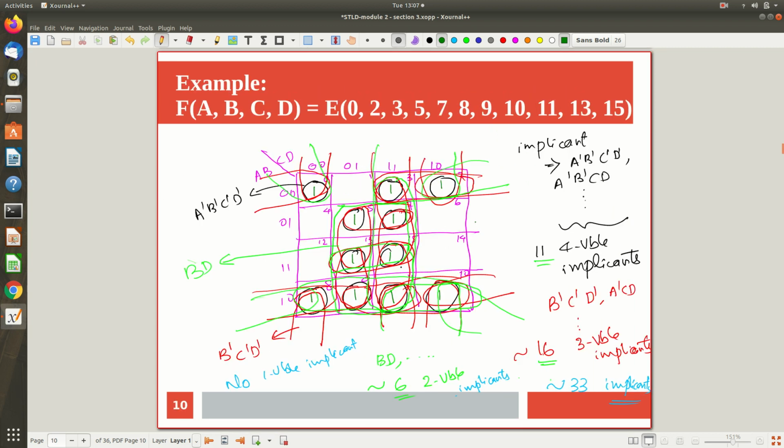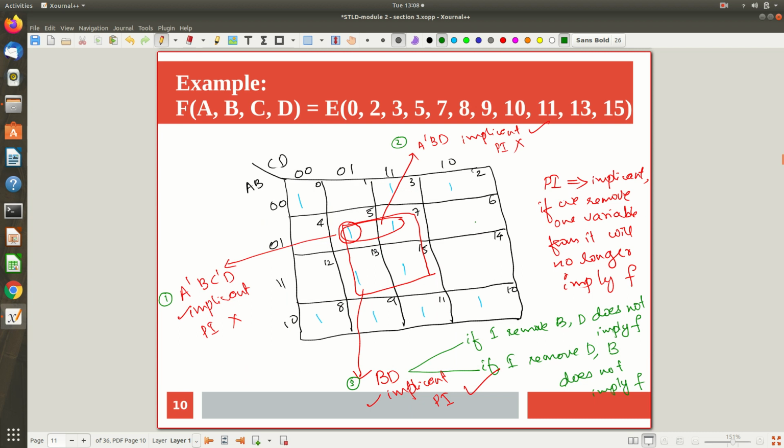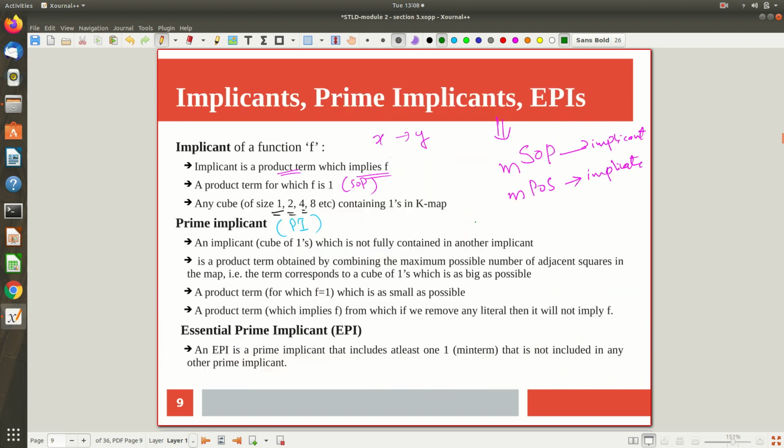Here you can see that not being fully contained is meant with respect to the cube. If you look at this BD, it is not contained inside any other cube. But the other ones, like A dash, B dash, C dash, D dash, are actually inside some other cube. So that is the meaning.